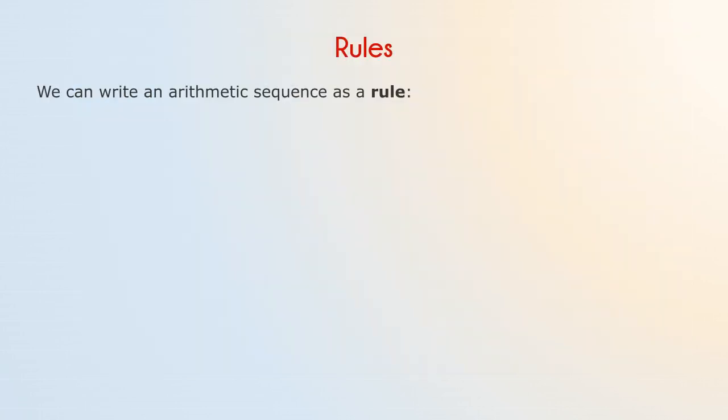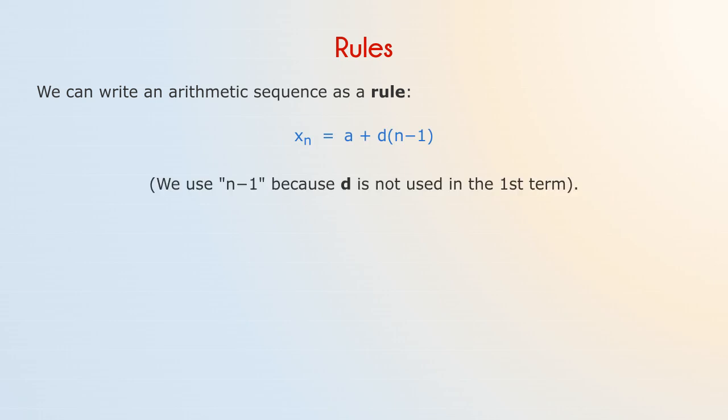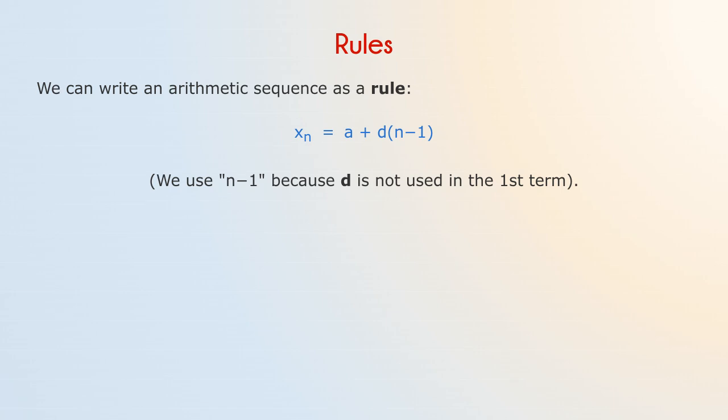We can write an arithmetic sequence as a rule. x sub n equals a plus d times n minus 1. We use n minus 1 because d is not used in the first term.